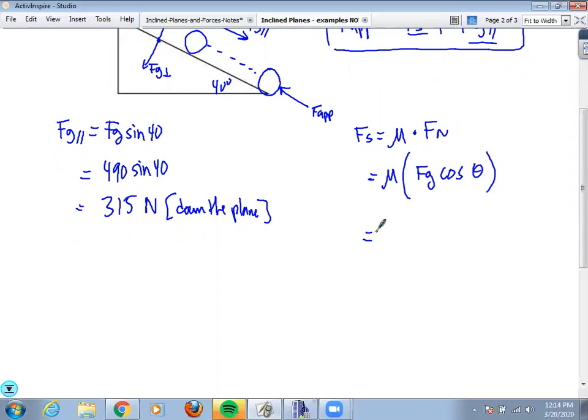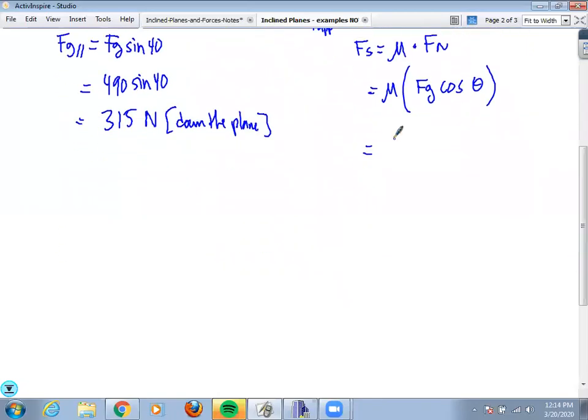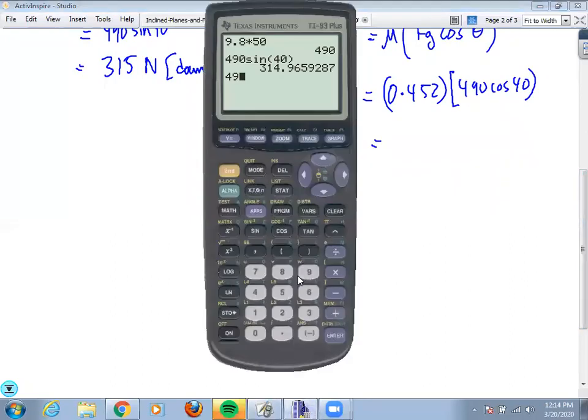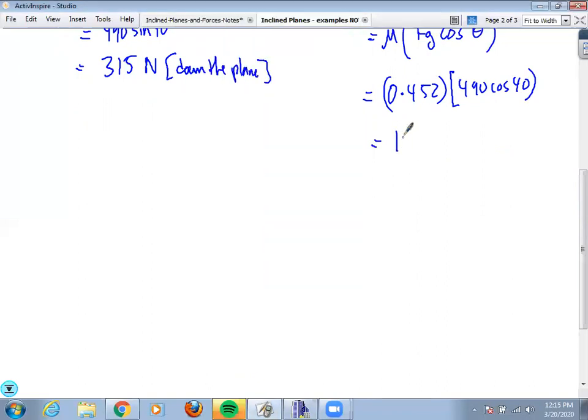So now we just plug and chug. So our mu is 0.452 multiplied by 490 times cos 40. So we take 490 cos 40, multiply that by 0.452, and that yields us, okay, 170 newtons. Okay, so now, and that's also, if we're pushing the crate up the plane, this is acting against the motion, which is down the plane.